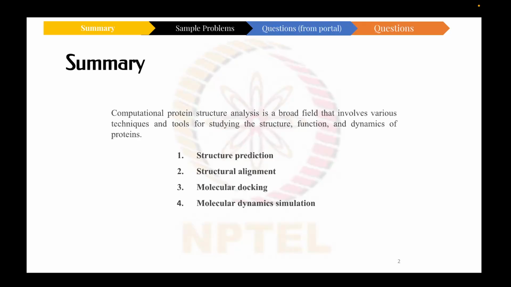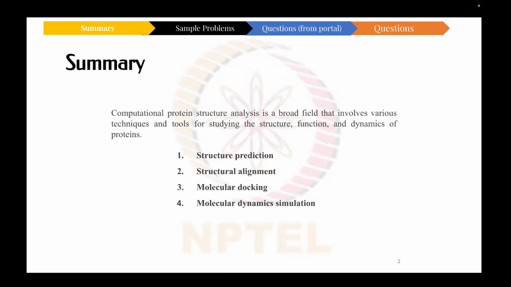Then we have structural alignment, which is a process of comparing 3D structures of two or more proteins to identify similarities and differences. It is useful for understanding evolutionary relationships, identifying functionally important regions and designing new protein structures. The third one is molecular docking, a technique used to predict the binding mode of a ligand to a protein. A ligand can be any of the small molecule drugs that are intended for human application. Molecular docking involves generating different conformations of the ligand and protein and calculating the energy of their interaction.